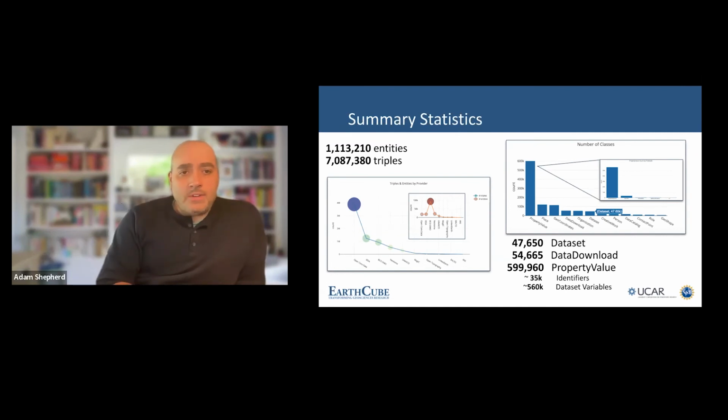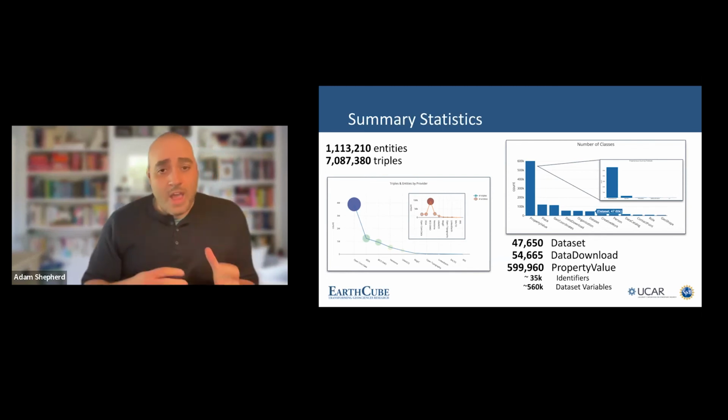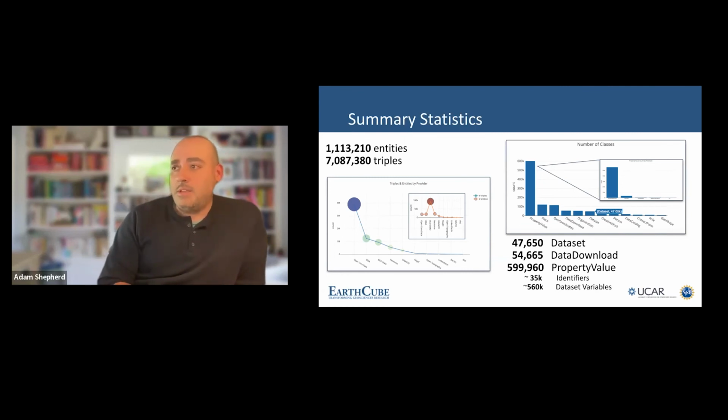What we saw after 2 months was that we had almost 1.1 million entities across those 13, 14 projects, and 7 million triples, which is to say that we had 7 million statements about all the data sets at these 13 projects. What was interesting is that we found 47,000 data sets. Of those 47,000 data sets, we had almost 55,000 ways to download them, which was really interesting. That means some of those data sets had multiple ways to get access to the data, and the repositories were able to describe that.